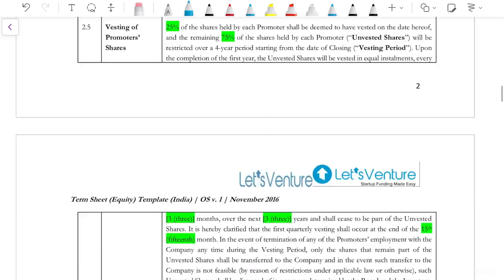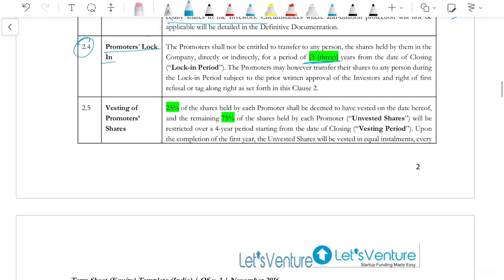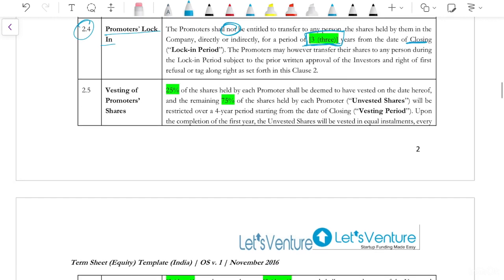So, if we read the clause now, the promoter shall not be entitled to transfer to any person the shares held by them in the company directly or indirectly for a period of X number of years from the date of closing. Again, from the date of closing, which is known as the lock-in period. The promoter may, however, transfer the shares to any person during the lock-in period subject to prior written approval of the investors and ROFR and/or tag along right. So this is what a promoter's lock-in clause is.